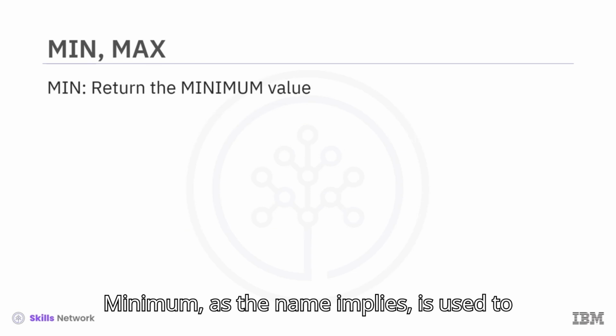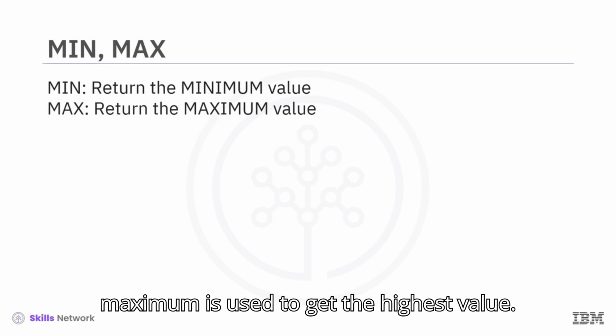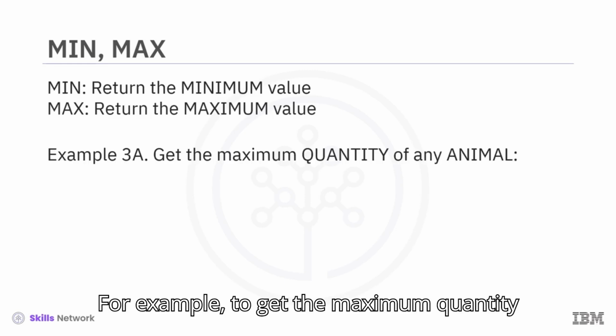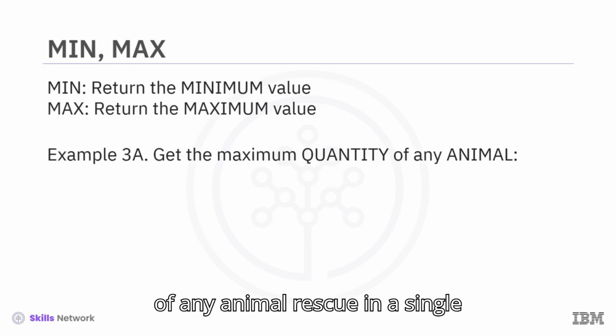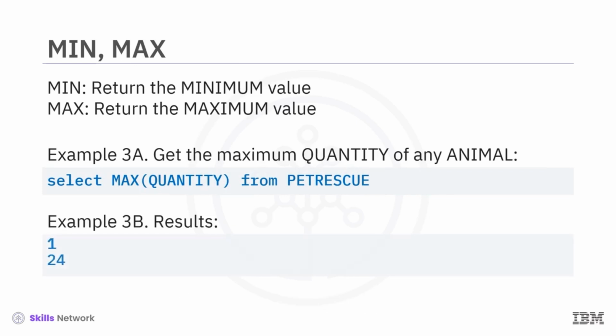Minimum, as the name implies, is used to get the lowest value. Similarly, maximum is used to get the highest value. For example, to get the maximum quantity of any animal rescued in a single transaction: select max(quantity) from pet rescue.